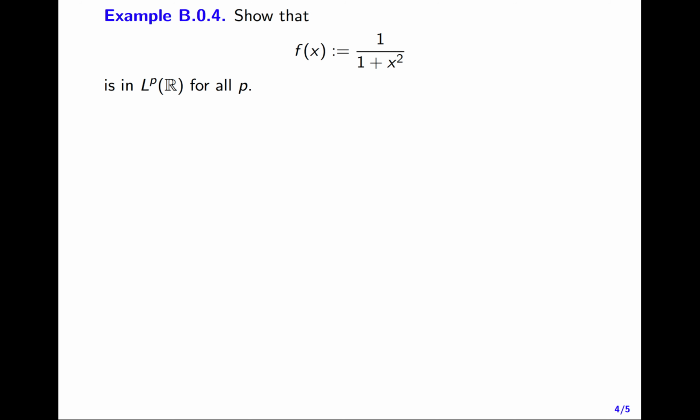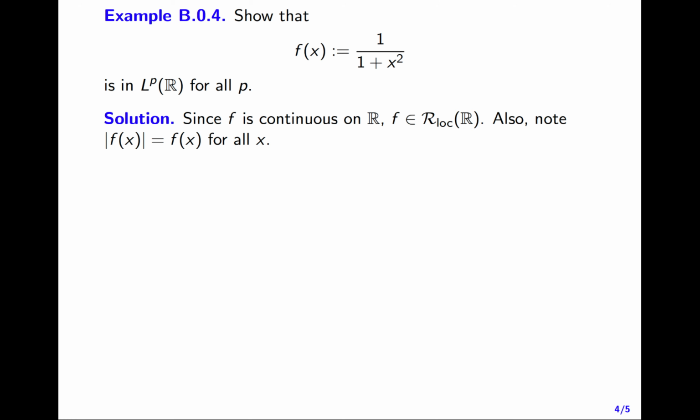And now let's do an example. Let's show that the function f of x, which we'll define to be 1 over 1 plus x squared, is in L^p of R for all p. So what do we have to do? First, we need to be sure that f is locally integrable on R. And we look at f, 1 over 1 plus x squared. It's a rational function. The denominator is never 0. f is continuous on the reals, so f is locally integrable on the reals.